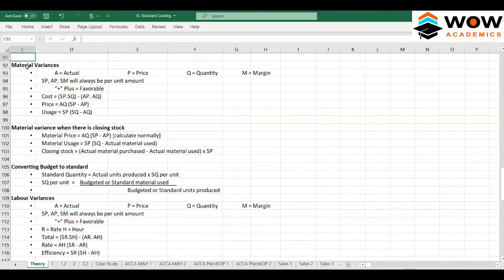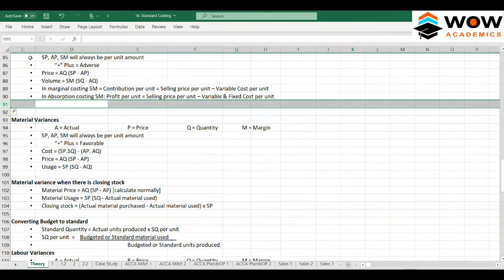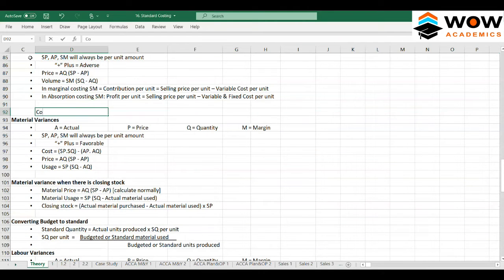So let's look at the second variance here. From here on, these are called cost variances. This is the formula here. Cost refers to the total cost, the material cost variance. It can be split into two things: price and usage. Cost is something like the total. If you add both of these, you will get the total.